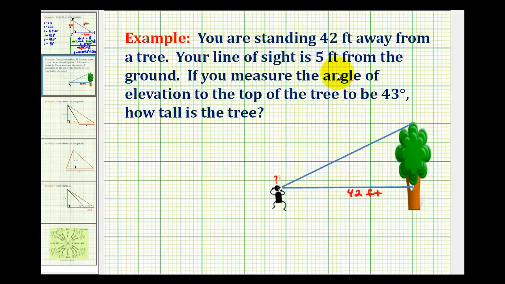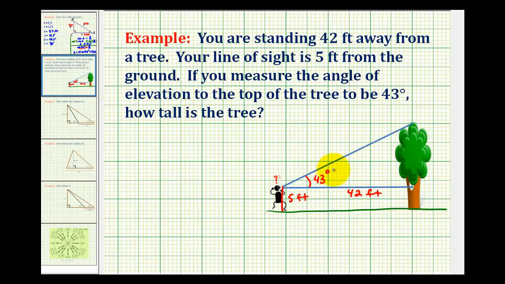Your line of sight is 5 feet, so the distance from here to the ground would be 5 feet, where this would be the ground. The angle of elevation to the top of the tree is 43 degrees, which would be the measure of this angle here, 43 degrees.